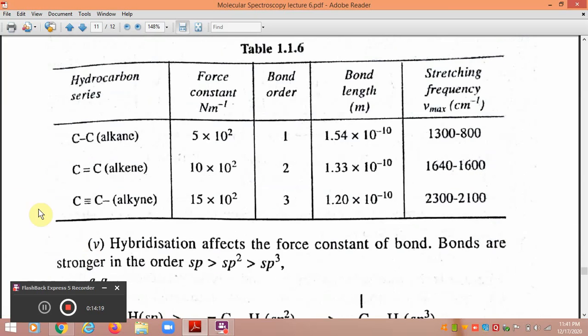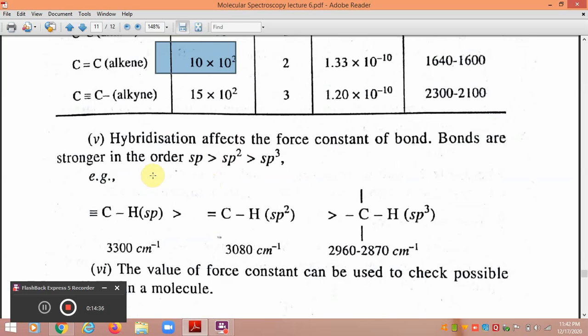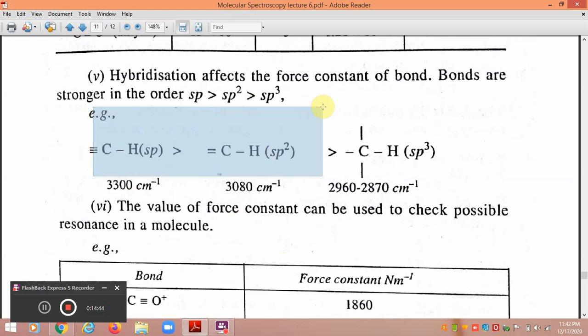There are some different examples actually. Bond order, and definitely force constant, here it is smaller, here it is greater, and here it is greater. Here bond length is greater, bond length is smaller, and in this case it will be smallest, and this is related to the force constant. Hybridization also affects the force constant of a bond, and these are in the ratio of sp greater than sp2, which is greater than sp3. So this is again the triple, single, and the double bond.